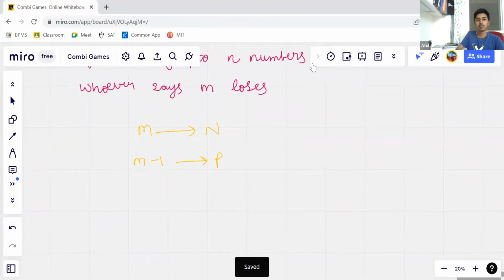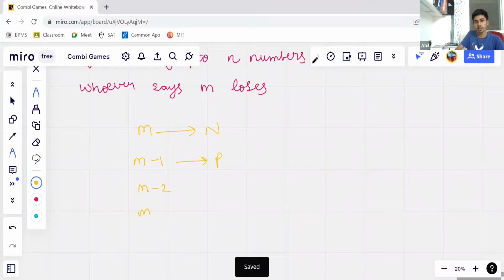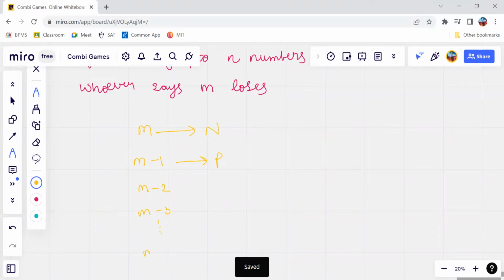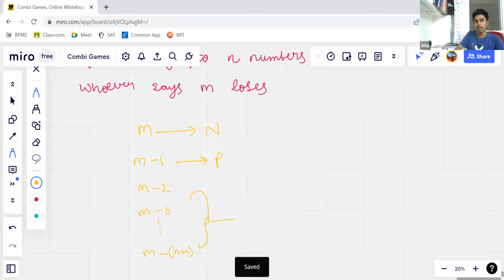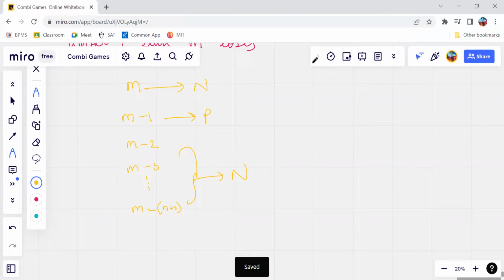And if you have a P position, what can you say about the numbers before it? The numbers before it will be all N. Yes. So M minus 2, M minus 3, all the way till M minus N plus 1. All of these are going to be N positions. So what does this mean? Which things can you say are N positions and P positions?